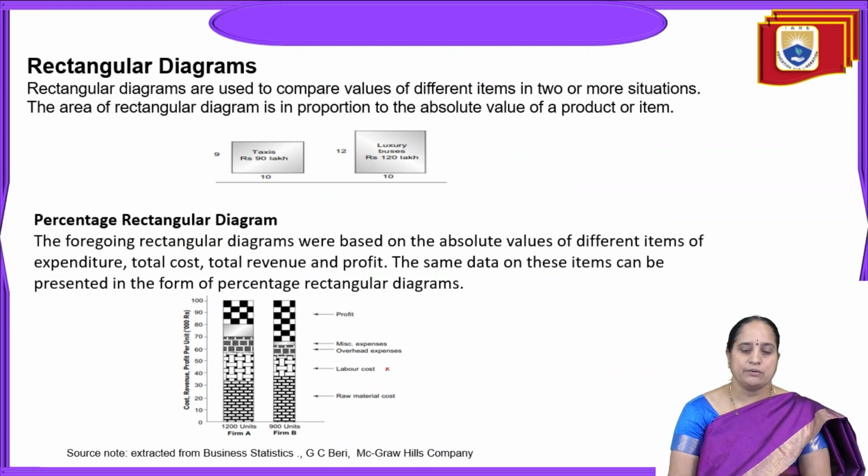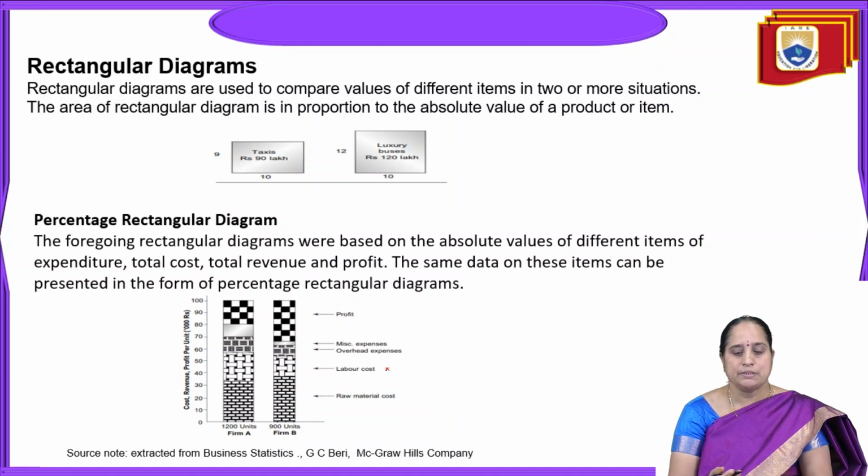The first one is rectangular diagram. So these diagrams are used to compare values of different items in two or more situations. The area of rectangular diagram is in proportion to the absolute value of a product or item.